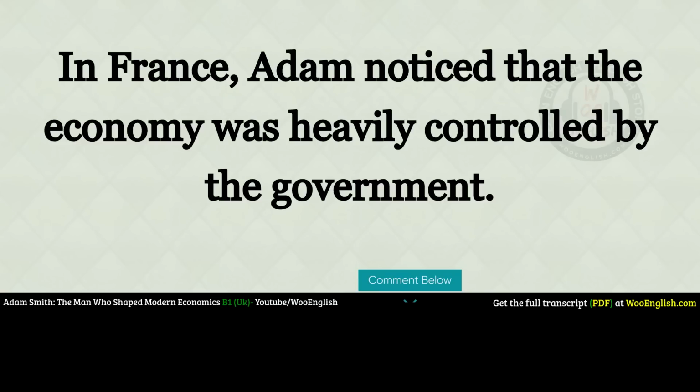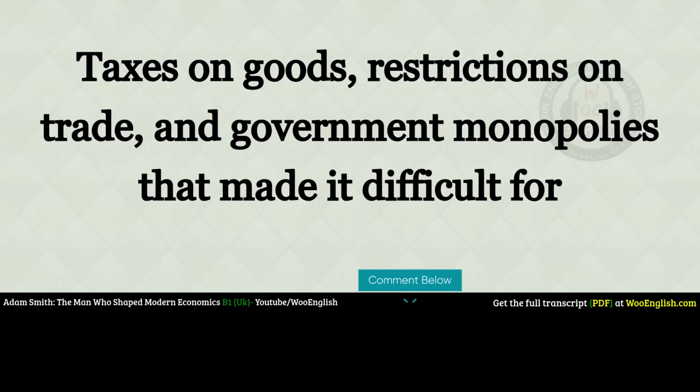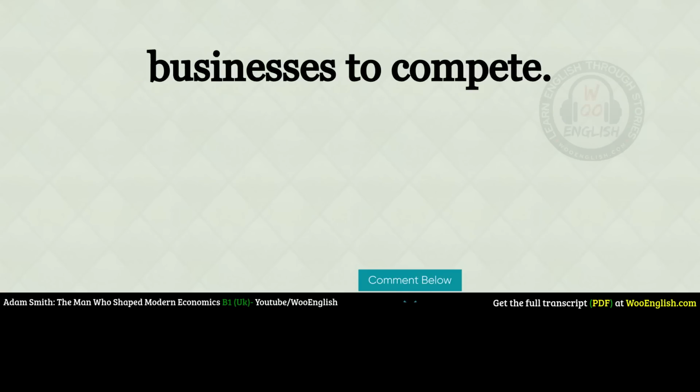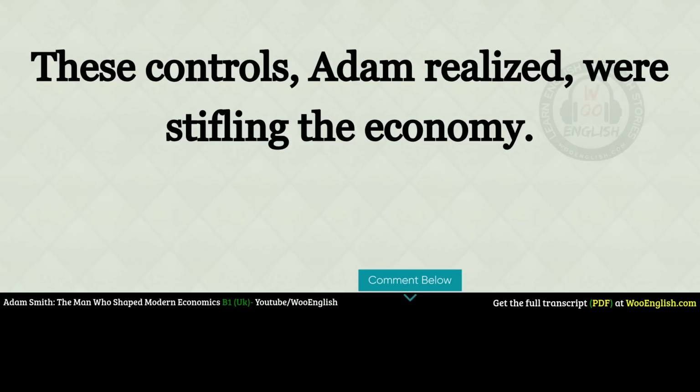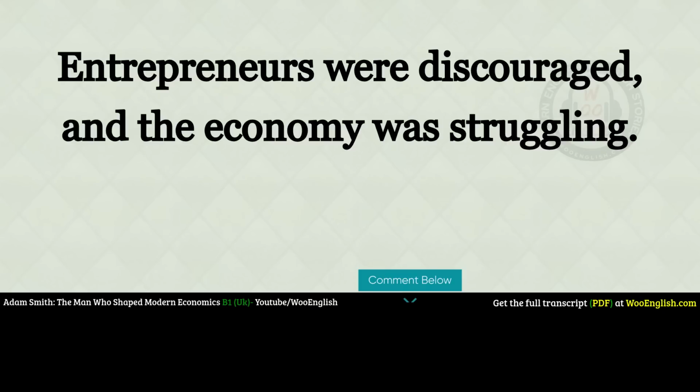In France, Adam noticed that the economy was heavily controlled by the government. There were rules and regulations everywhere. Taxes on goods, restrictions on trade, and government monopolies that made it difficult for businesses to compete. These controls, Adam realized, were stifling the economy. Instead of encouraging growth and innovation, they were holding people back. Entrepreneurs were discouraged, and the economy was struggling.